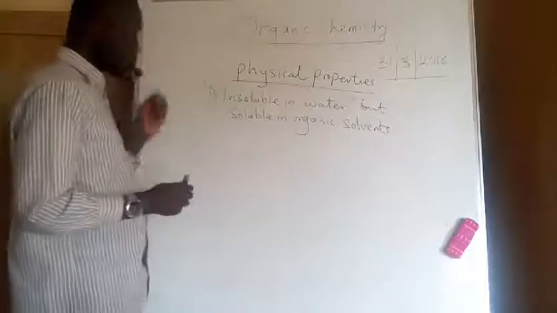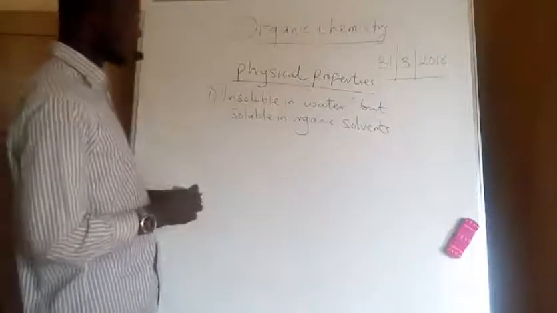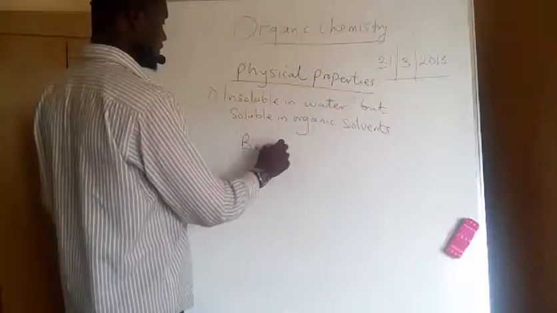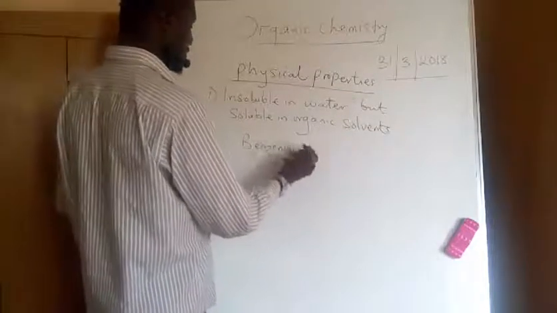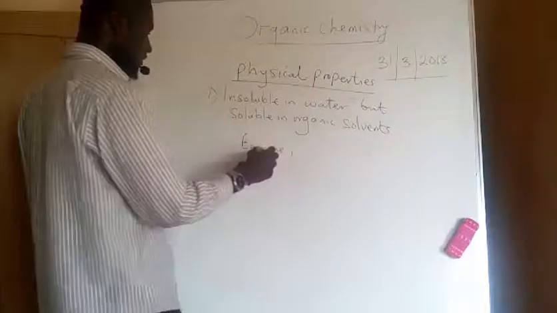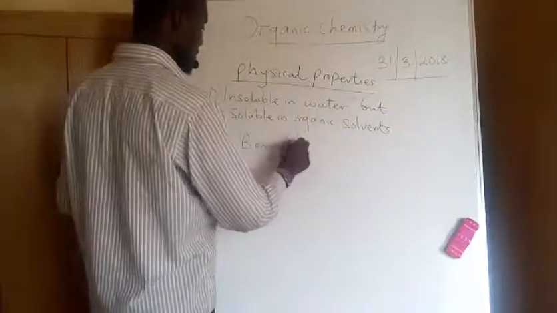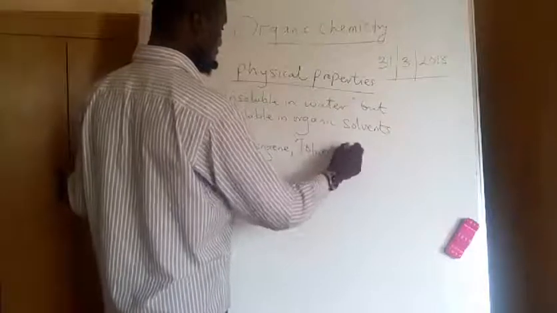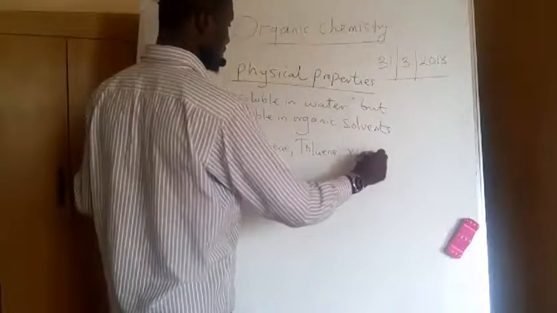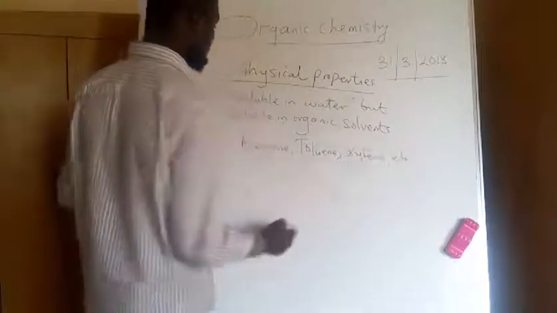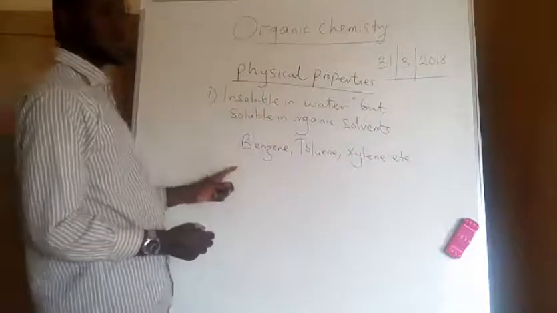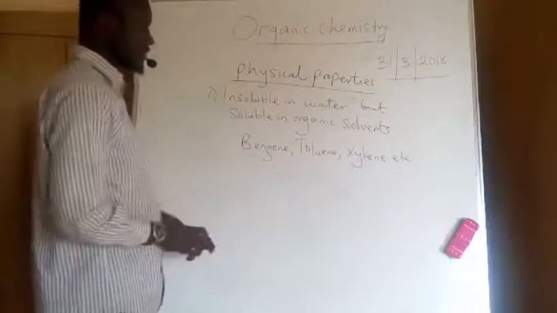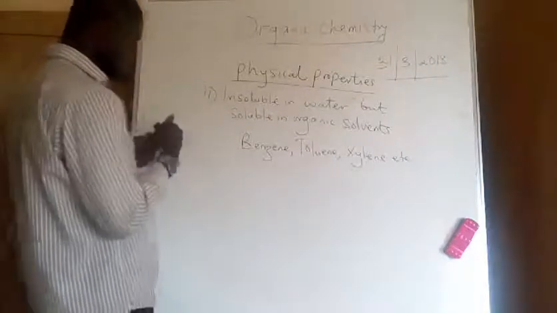They are insoluble in water but soluble in organic solvents like benzene. Alkanes are soluble in benzene. They are soluble in substances like toluene. They are soluble in substances like xylene and so on. They are not soluble in water but they are soluble in organic solvents like benzene, toluene and xylene.